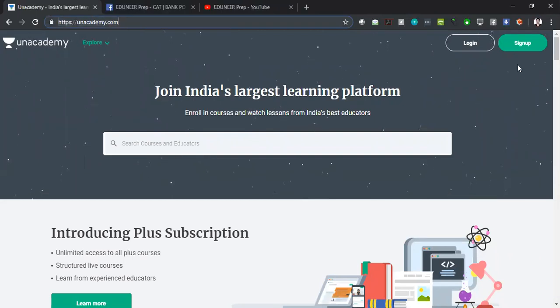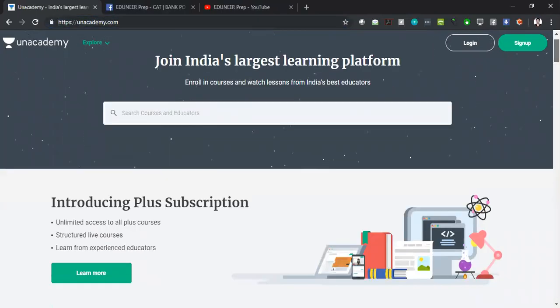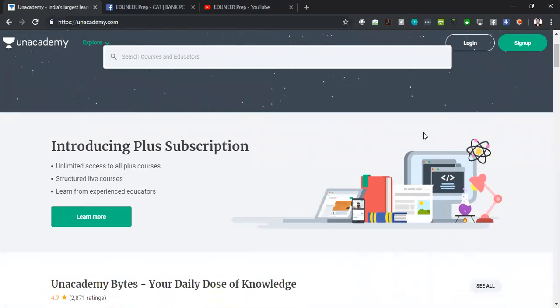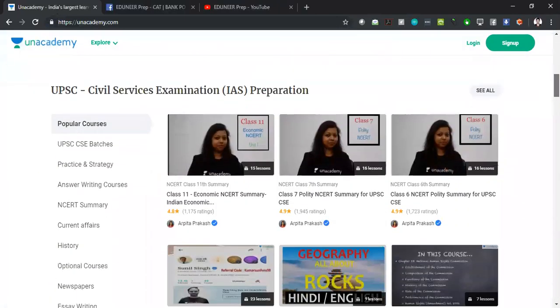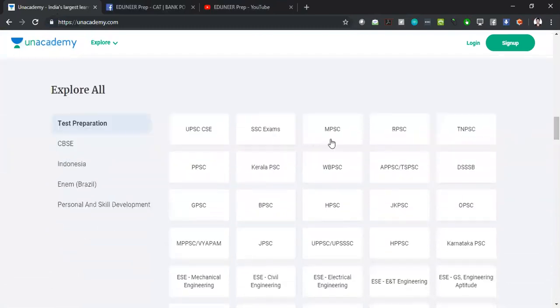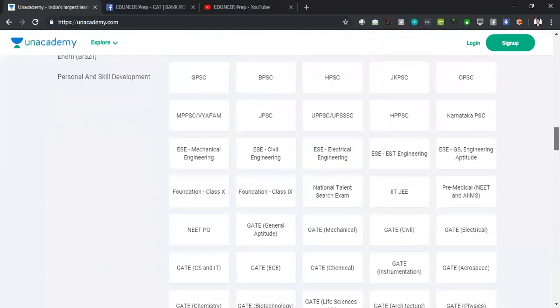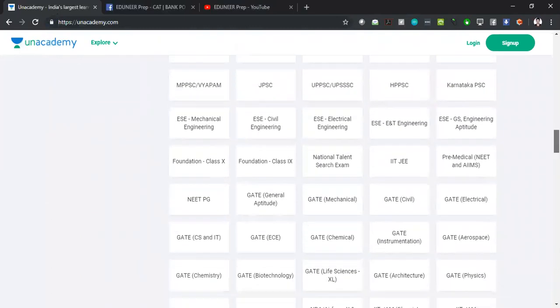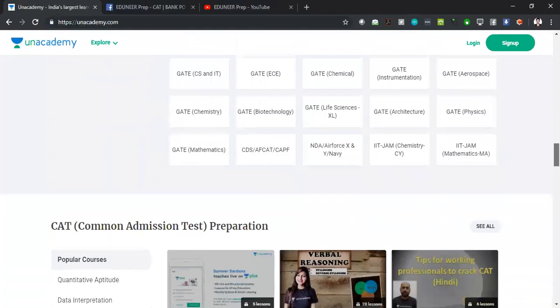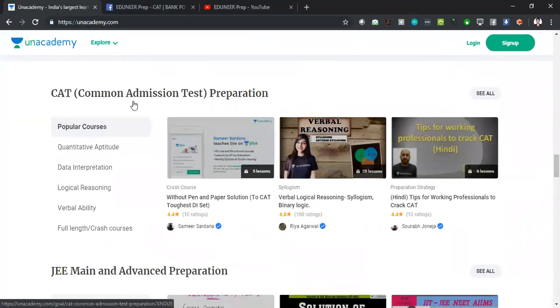right? And you will be landing on a page something like this, where you'll be introduced to the Plus subscription, and you'll have different kinds of courses pertaining to UPSC preparation, SSC preparation, banking preparation, and most importantly, your CAT preparation as well, right? So you can find this group called CAT preparation, and you'll be able to find my courses over there, and also courses hosted by other Plus educators, other good educators on Unacademy Plus as well.